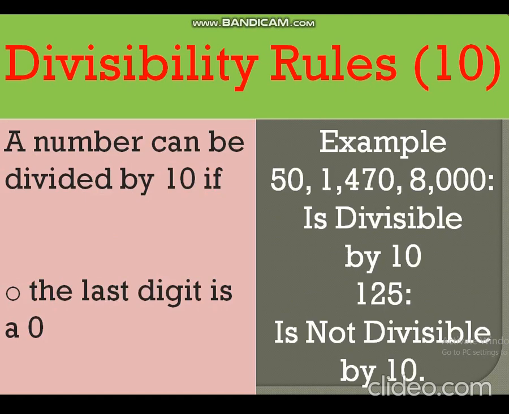Divisibility by 10. The rule is, any number which ends with 0 is divisible by 10. Let us take some examples. 50, 1,470, 8,000 are my numbers. All these numbers end with 0, so they are divisible by 10. Let us take another example. 125 is my number this time. 125 doesn't end with 0, so it is not divisible by 10.